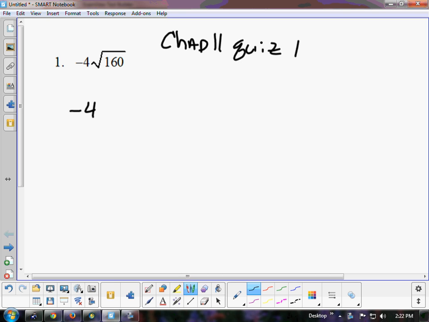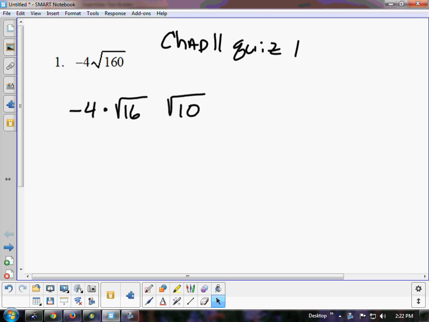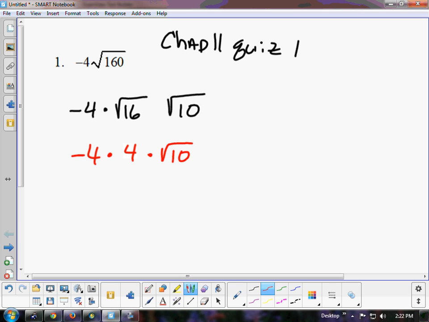We have negative 4 times radical 160. Now, radical 160 is radical 16 times radical 10. What this is going to turn into is negative 4 times radical 16, or square root of 16, which is 4. And square root of 10 does not break up. It's going to be square root of 10.